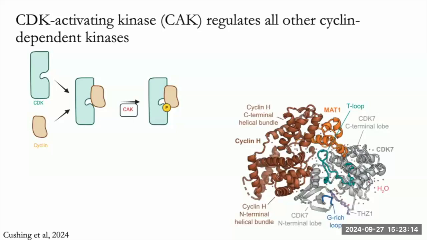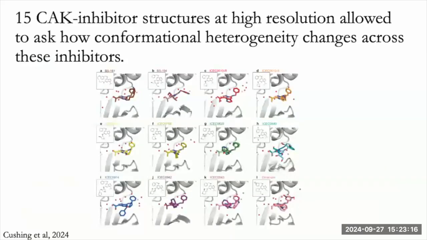And so what his group did is they took 15 potential inhibitors, and they got structures of them at really high resolution. What we really wanted to do is ask, one, how can we model these high resolution structures with QFIT? Can we actually pick up on multiple conformations in EM, but also ask how does conformational heterogeneity change across these structures?